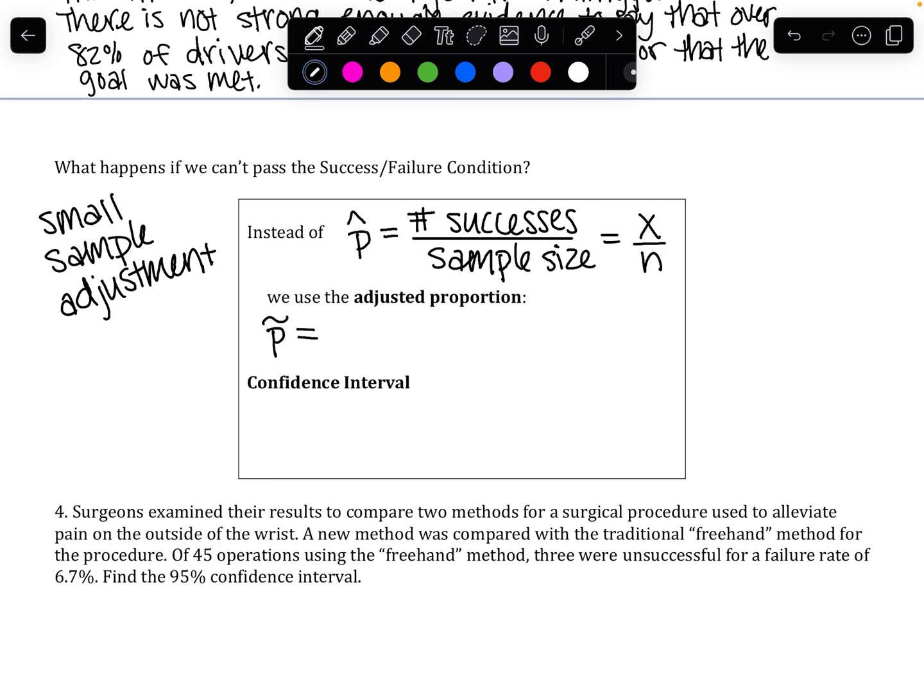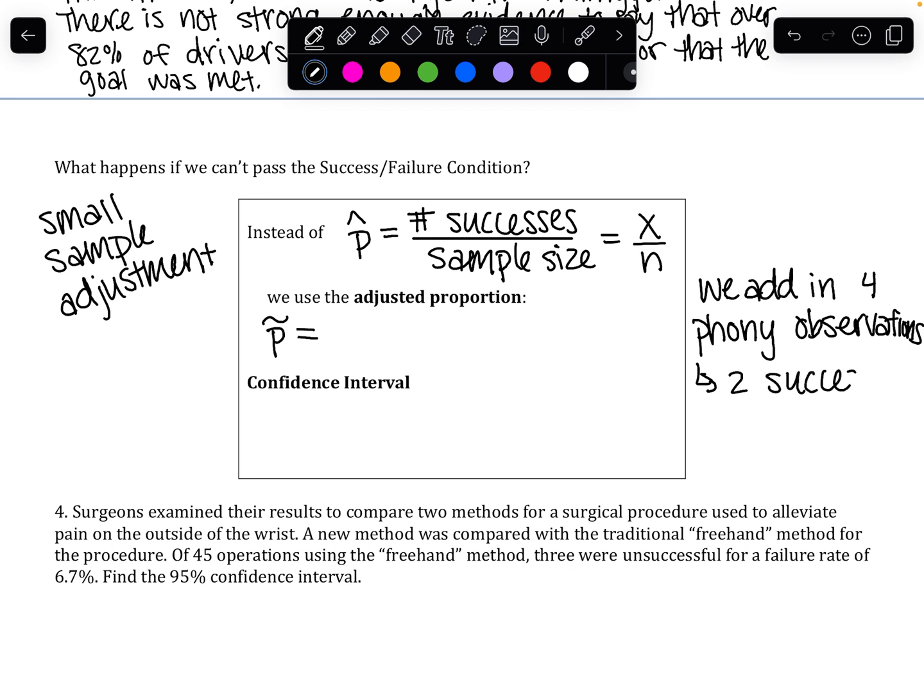So what we're going to do to figure this out is we're going to add in 4 fake observations just to make the sample size a little bit larger. We're going to have 2 successes and 2 failures. And maybe you're thinking, well, what if my sample size was so small that I needed more than that? I had less than, I had 6 successes. Well, it doesn't matter. If your success failure condition doesn't pass because your sample size isn't large enough, then you take this course of action.